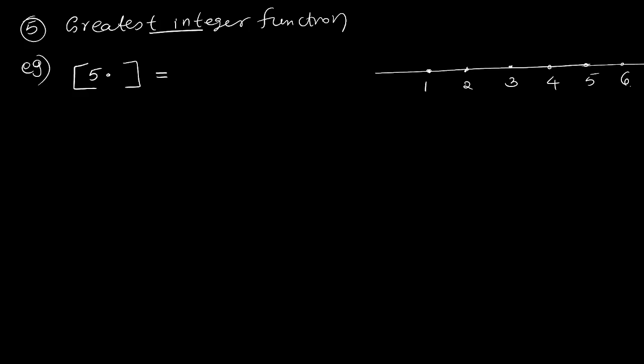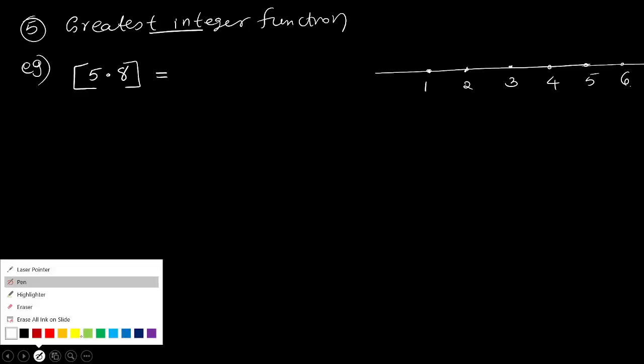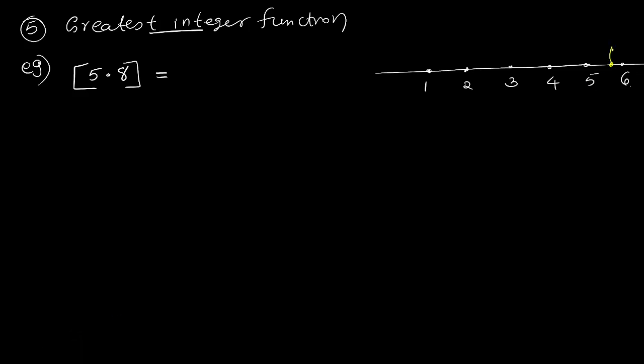5.8. Let me make a small modification. So, greatest integer of 5.8. To find the greatest integer value of a fraction, you look at the integer just before that fraction. Where is 5.8? 5.8 is here. So the greatest integer of 5.8 is the integer just before that fraction, which will be 5. Let me explain more examples. After that you can ask me doubts. So the greatest integer of a fraction is the integer which is just before that fraction.